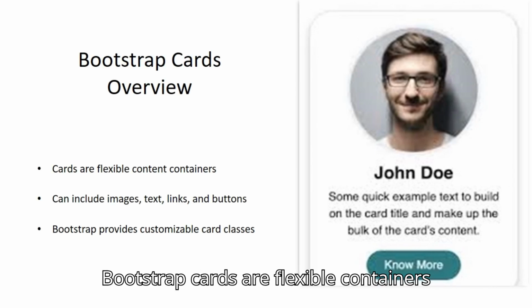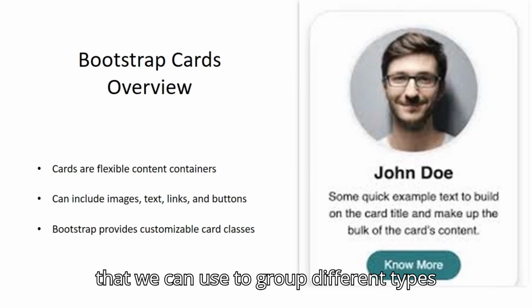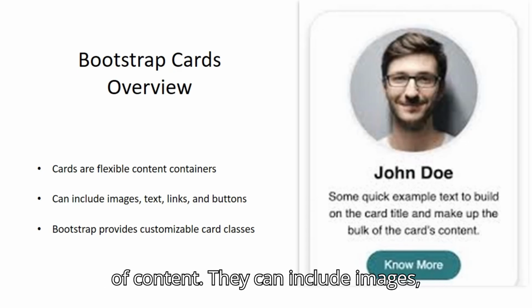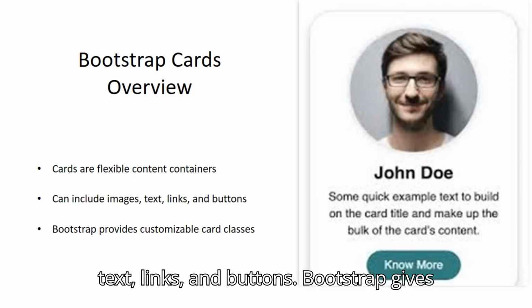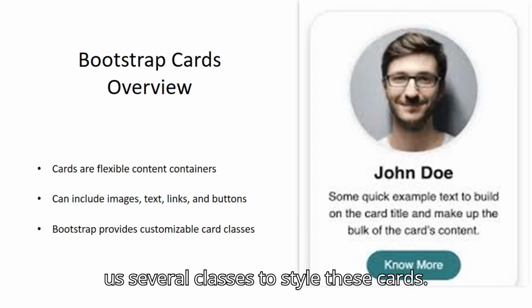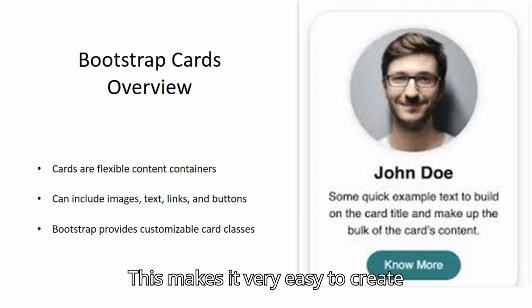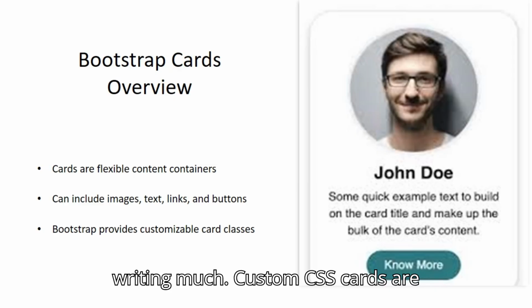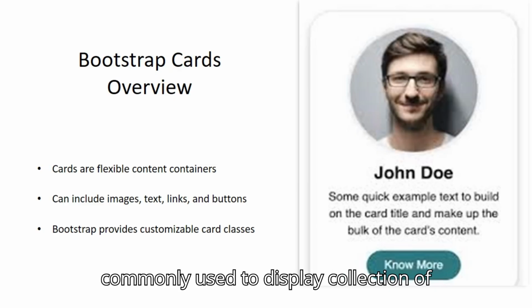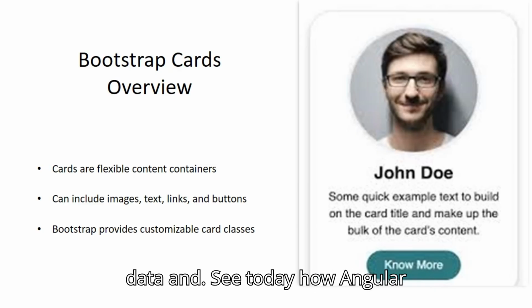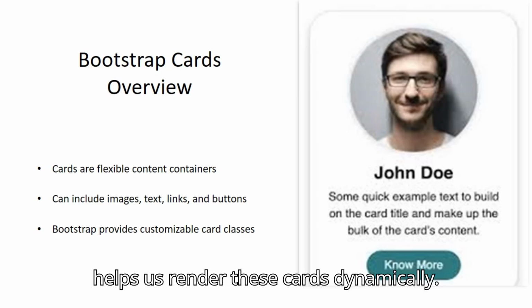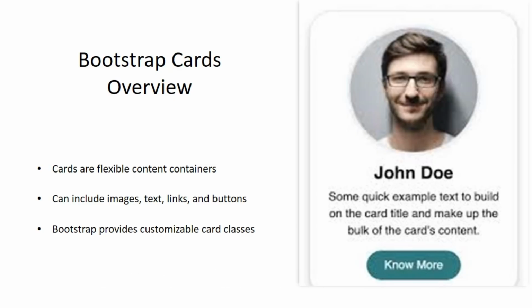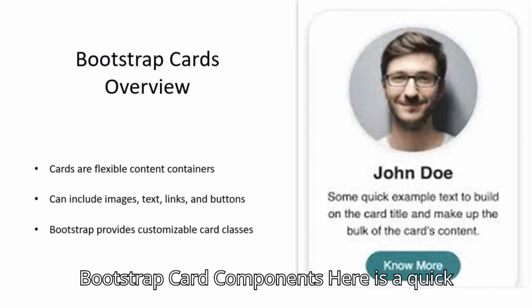Bootstrap cards are flexible containers that we can use to group different types of content. They can include images, text, links, and buttons. Bootstrap gives us several classes to style these cards. This makes it very easy to create visually appealing layouts without writing much custom CSS. Cards are commonly used to display a collection of data, and we will see today how Angular helps us render these cards dynamically.